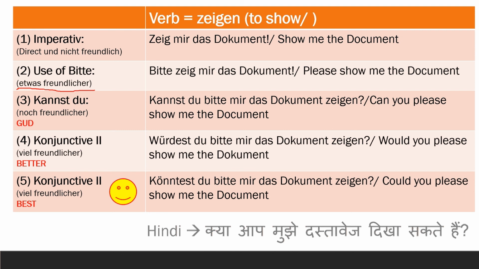This is also "viel freundlicher", because "würdest" and "könntest du" can both be used in the same sentence and they make the same sense. "Könntest du bitte mir das Dokument zeigen?" Could you please show me the document? "Könntest du bitte mir das Dokument zeigen?" Yes, could you please show me the document?